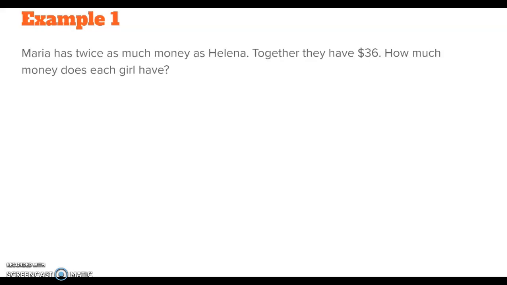okay, so our first example says Maria has twice as much money as Helena. Together, they have $36. How much money does each girl have? So I know that what I'm looking for is how much money does Maria have? Maria's money. And I'm looking for Helena's money. So I need to decide, these are my unknowns.